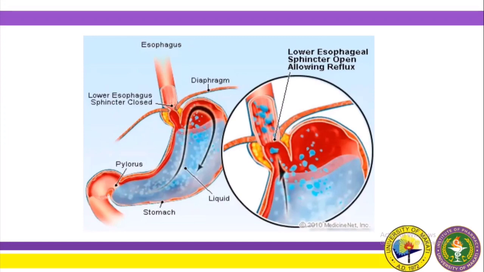And when the sphincter fails to close, the acid-containing contents of the stomach can travel back up into the esophagus. And this backward movement is called reflux, wherein the stomach acid enters the lower part of the esophagus. And it then produces a burning sensation, which is commonly referred to as heartburn.